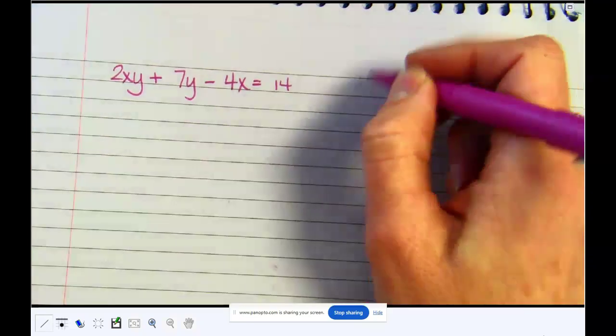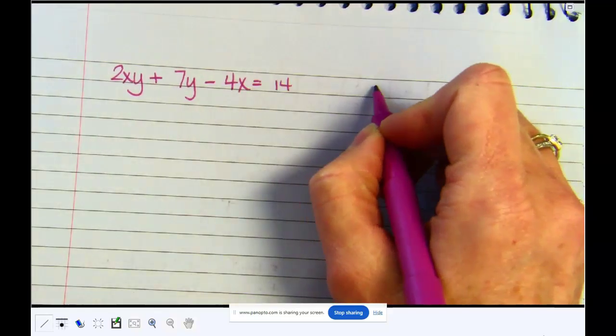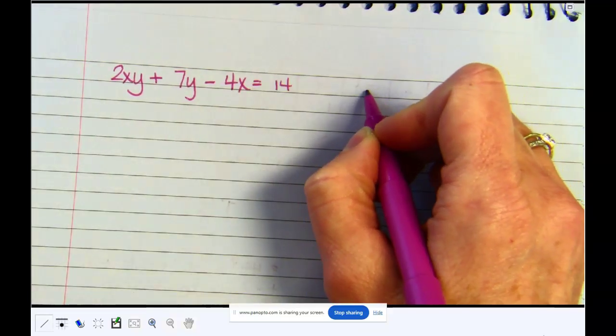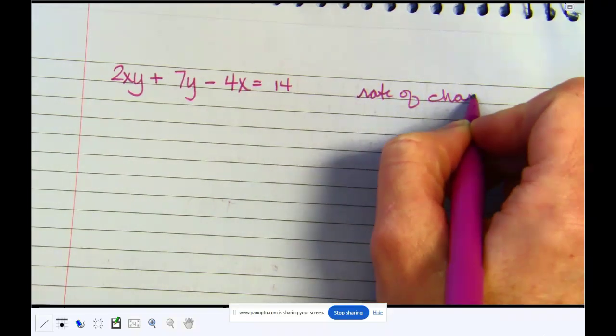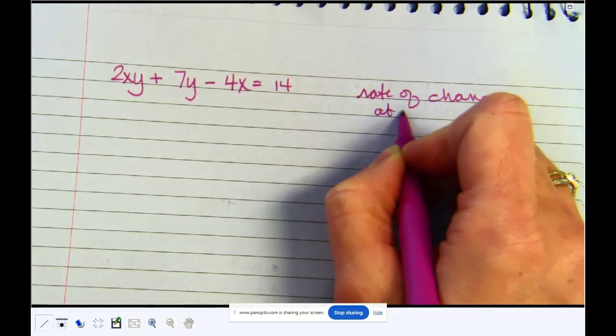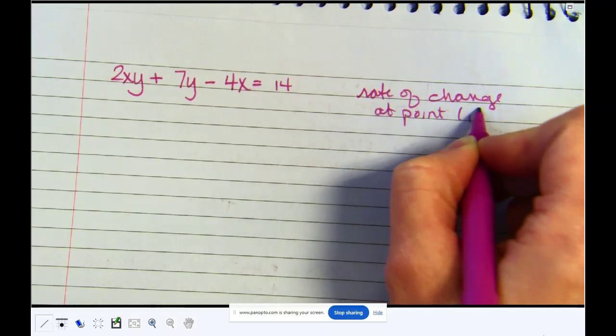Okay, I'd like you to do the derivative, and then I would like you to find the rate of change. This is a big exam. At the point 1, 2.